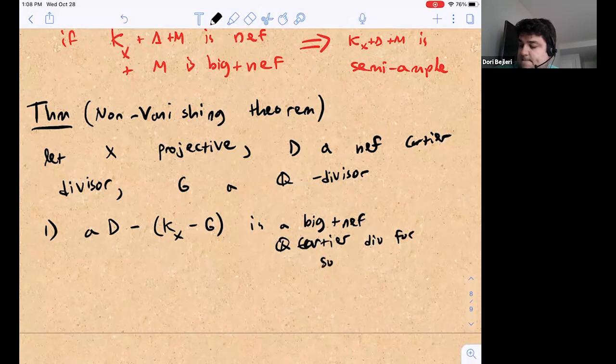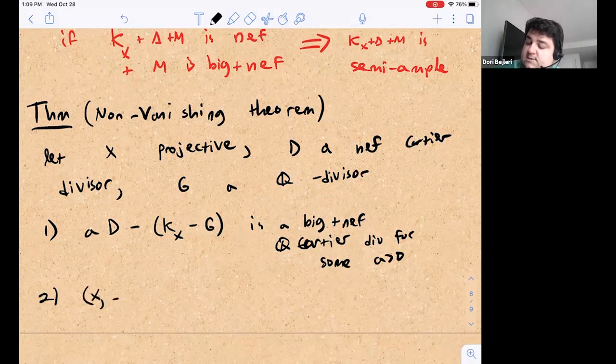For some A. And two, let's assume that the pair (X, -G) is KLT. So this is one place where we're talking about KLT pairs where the divisor is not necessarily effective. It can be effective, doesn't have to be, because we didn't make any assumptions on G here other than that it's a Q-divisor.